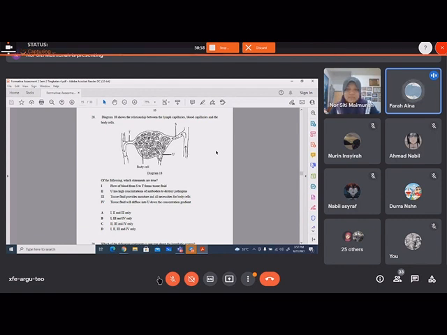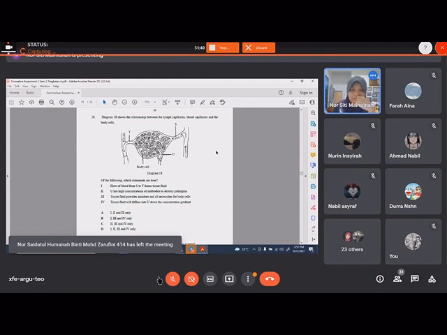28. The diagram 18 shows the relationship between the lymph capillaries, blood capillaries, and the body cells. Of the following, which statements are true? Number 1, flow of blood from S to T forms tissue fluid. Number 2, U has high concentration of antibodies to destroy pathogens. Number 3, tissue fluid provides moisture and all necessities for body cells. Number 4, tissue fluid will diffuse into U down the concentration gradient. My answer is C. 2, 3 and 4 only.